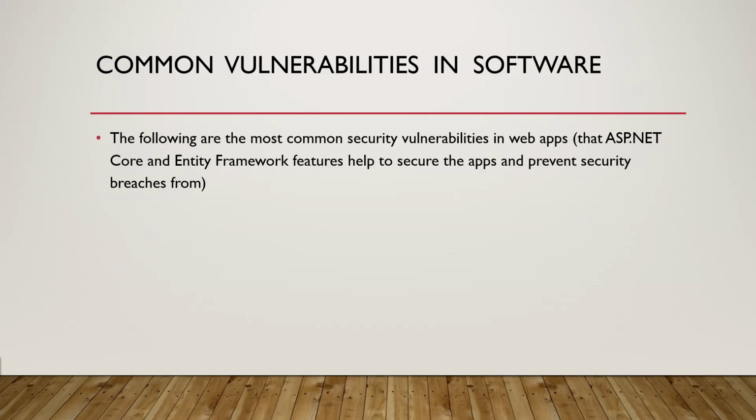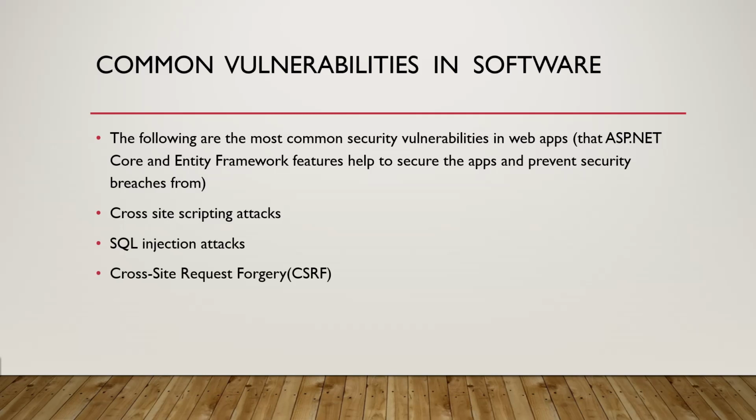Now, common vulnerabilities in software. The following are the most common security vulnerabilities in web apps, which the ASP.NET Core and Entity Framework Core features help to secure the apps and prevent security breaches from: cross-site scripting attacks, SQL injection attacks, cross-site request forgery, and open redirect attacks. Now these will be taken in further detail in subsequent lectures. Okay, that's it.